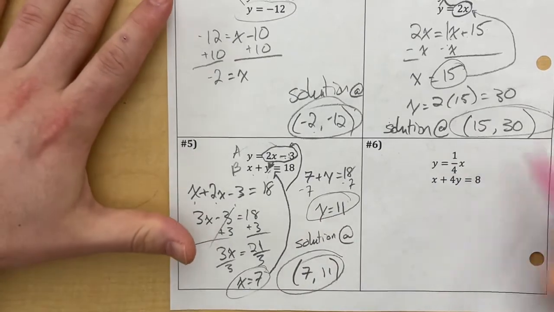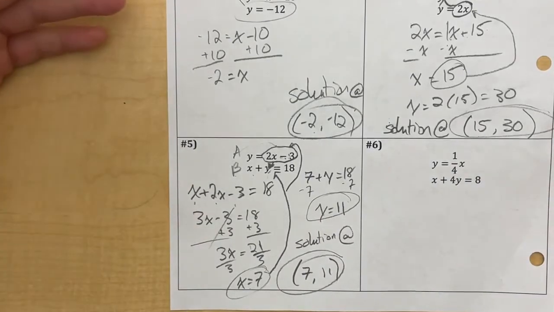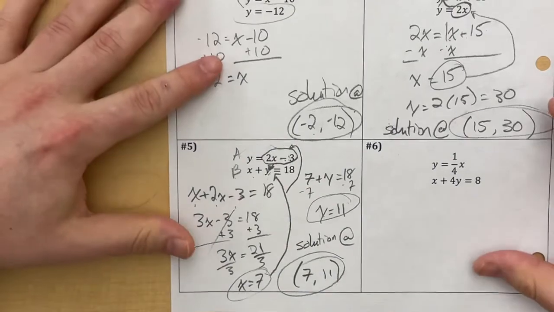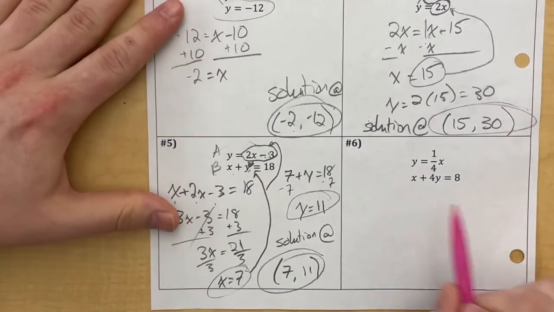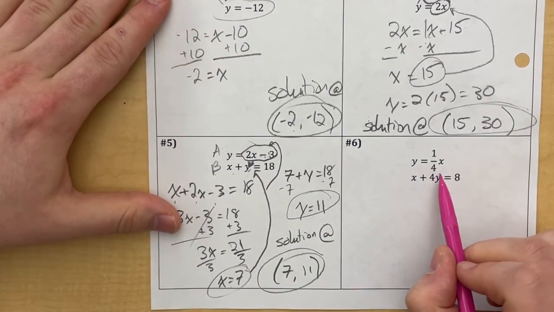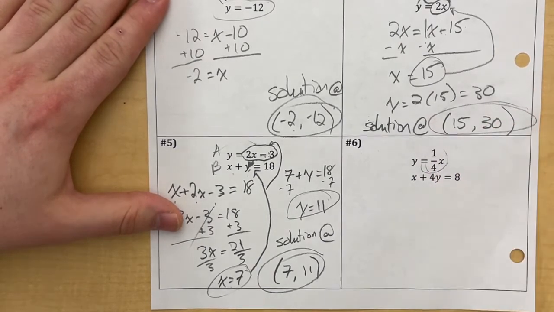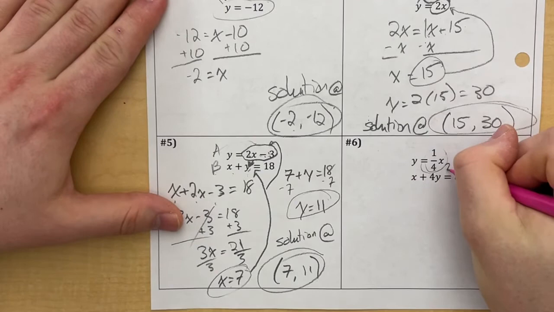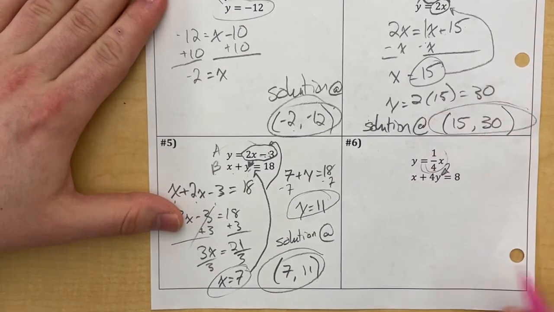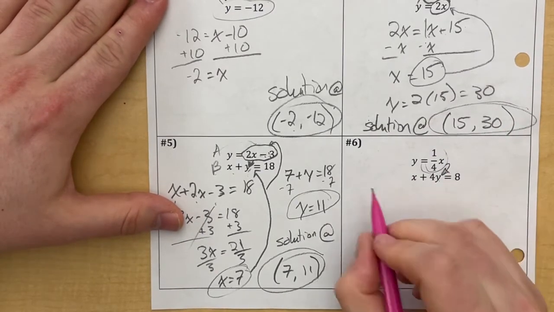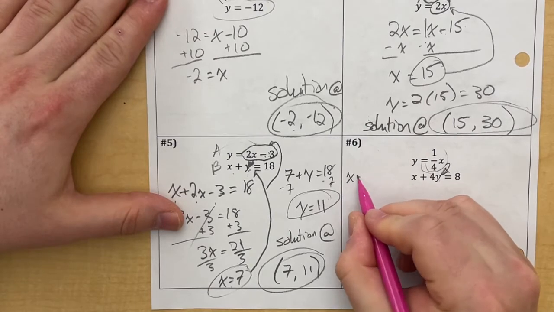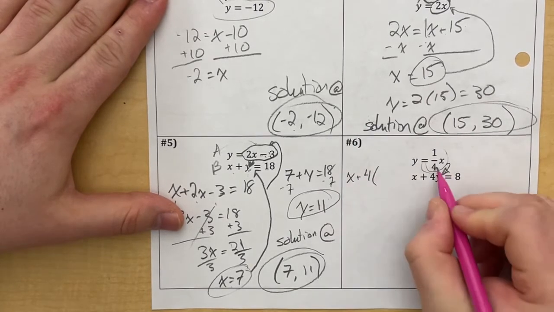Last one, everybody freaks out about a fraction. I see them as my friends, to each their own, so that's okay. Let's take one equation, that 1/4 times x. I'm going to plug it into my second equation in for y. So I have x plus 4 times 1/4 x.